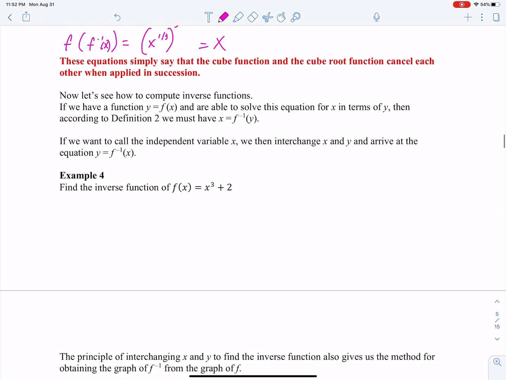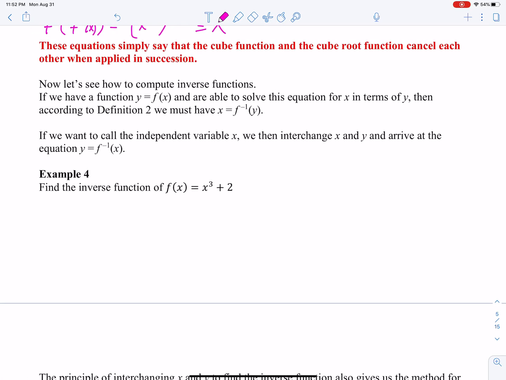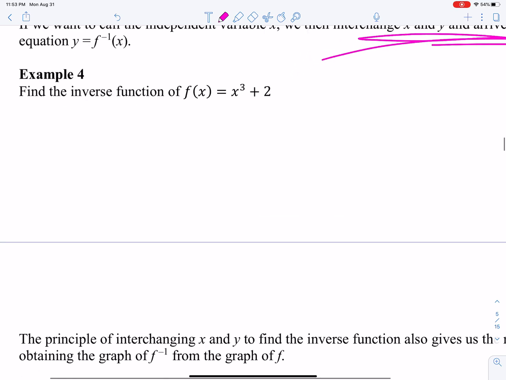We talked a little bit about this a minute ago, but now we're going to show it. If we have a function y equals f of x and are able to solve this equation for x in terms of y, then according to definition 2, we must have that x equals f inverse of y. If we want to call the independent variable x, we then interchange x and y and arrive at the equation y equals f inverse of x. So that's that magic trick I was talking about, right? Switch the x and the y, solve for the new y.